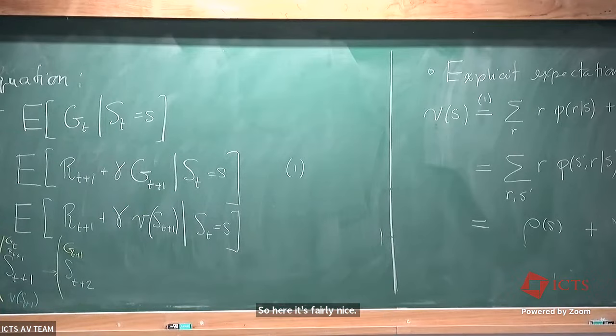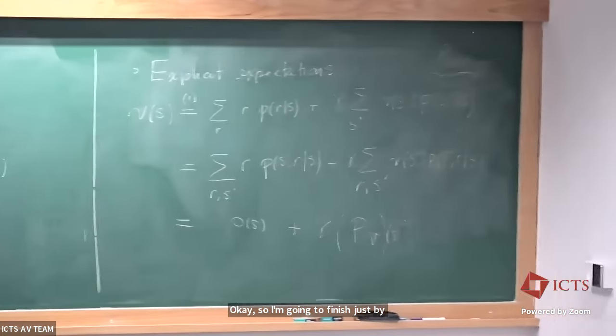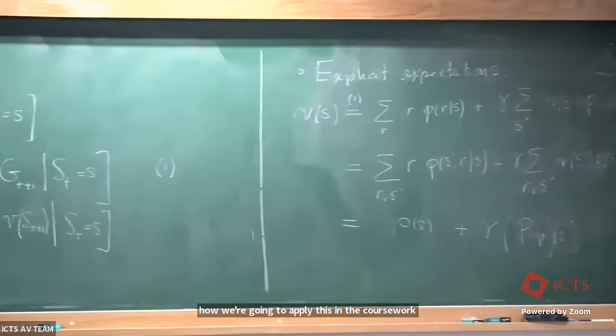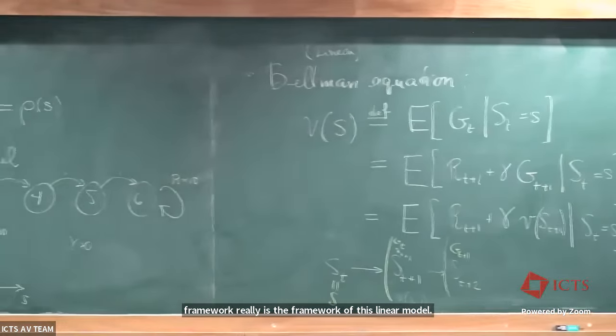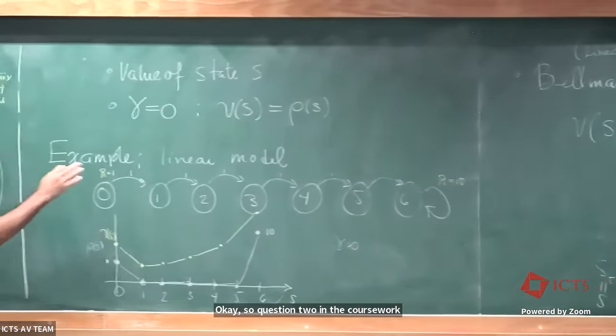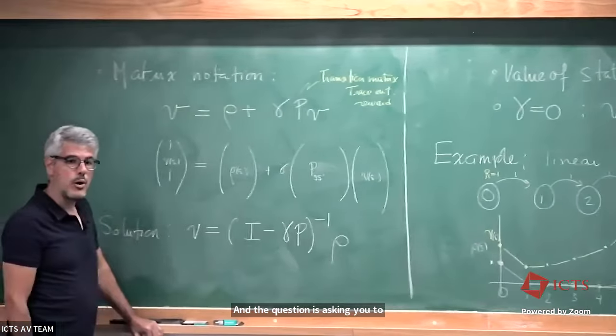Okay, so I'm going to finish just by explaining how we're going to apply this in the coursework. The framework really is the framework of this linear model. So question 2 in the coursework is about this linear model explicitly with this dynamics. And the question is asking you to calculate the value function for this Markov reward process.